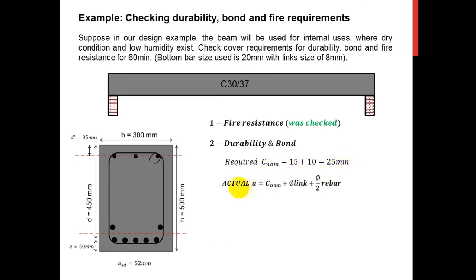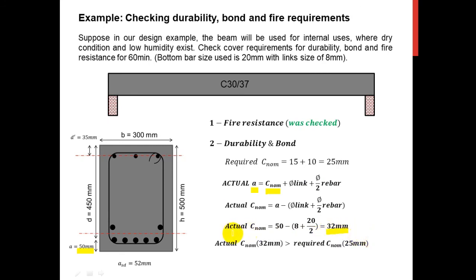From the equation for the axis distance A, we already have the value of A. We have it as 50 millimeter. So I want to find the nominal cover, and in order to do it, I just need to rearrange this equation. And if I rearrange it, the actual nominal cover turns out to be 32 millimeter.